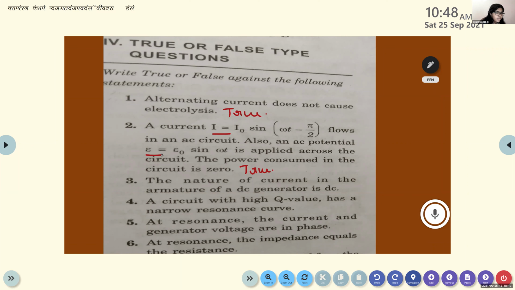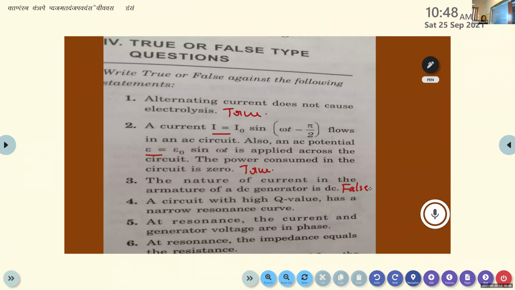False. It is false. Why? Because in the case of a DC generator also, the current generated is alternating in nature. And there we use a device called a commutator. Do you remember that commutator? A commutator is a device used to change the direction of the current. We can convert the alternating current into direct current. That is why we use a commutator in a DC generator.